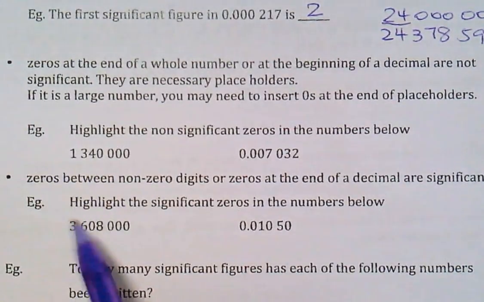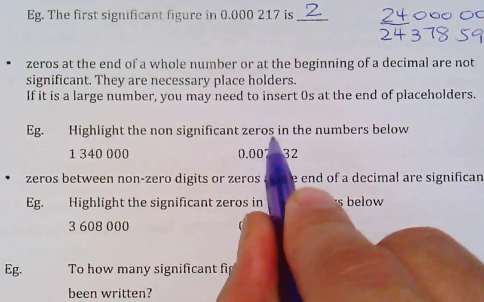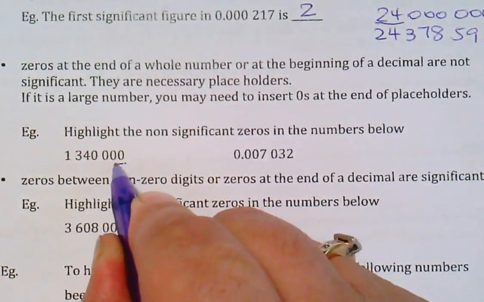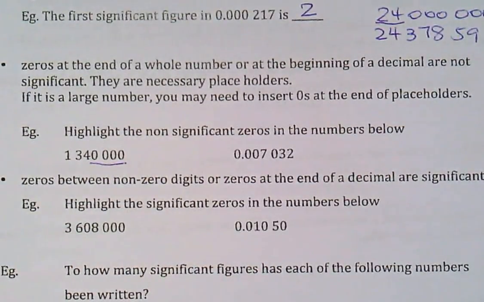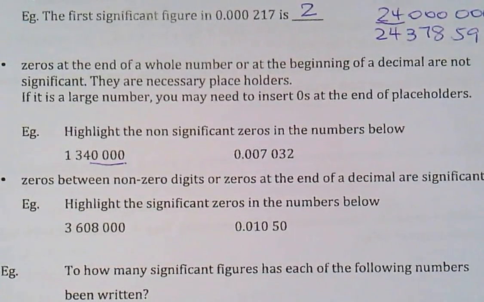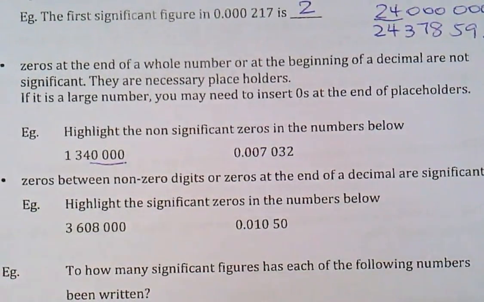Okay, so highlight the non-significant zeros. Which ones are not significant? All these end ones. They're only there as placeholders, so those last 4 zeros aren't significant, meaning it's not exactly 1,340,000. That number could be 1,339,990, but it's just closer to 1,340,000. I know I've probably just confused you. But see, zeros on the end are not significant.